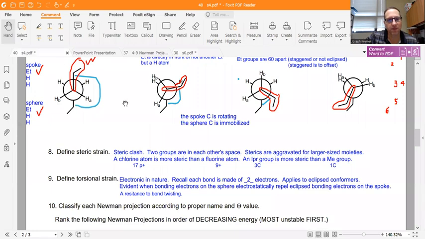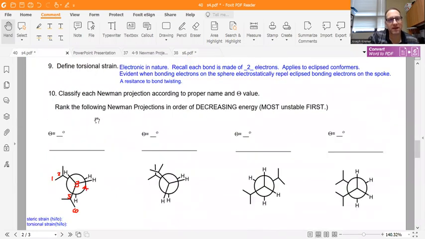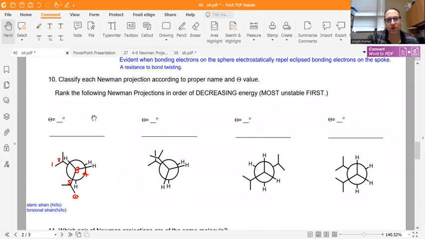Back to our handout, please. I hope I explained that well. Classify each Newman projection according to proper name and theta value. So you can try this. You can hit pause and I'll hold here for 15 seconds and not say anything. Encourage you to try to charge ahead and see if you can.